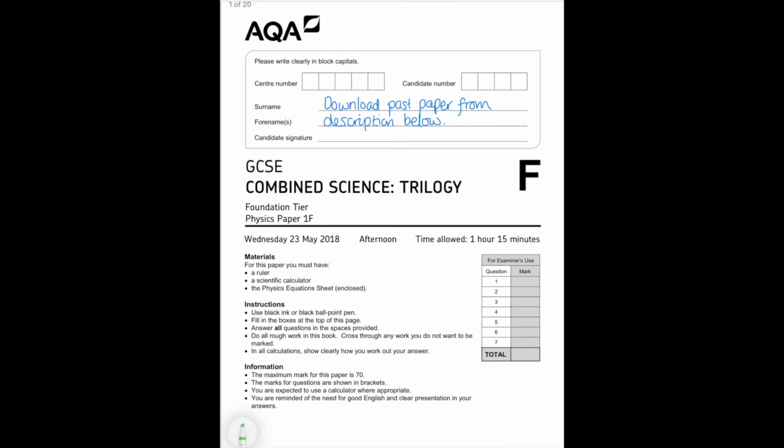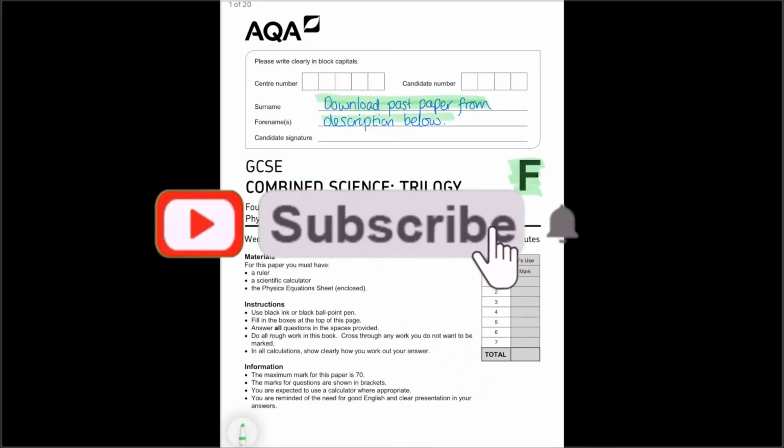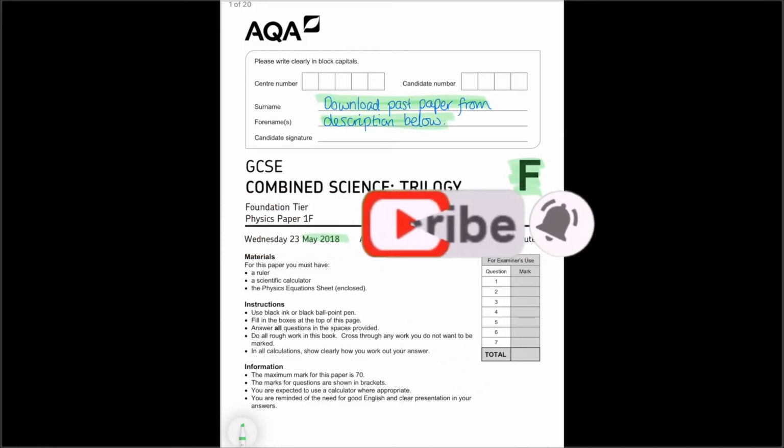In this session, we'll be looking at the AQA Trilogy past paper. It's the Foundation past paper and it's from the year 2018. Also, please remember to download the past paper from the description below and have a go before going through the answers.